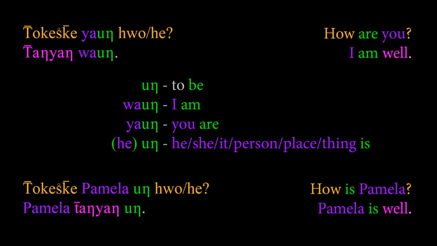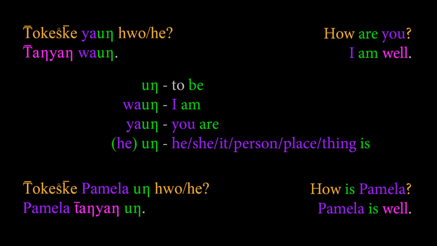Okay, so look at the dialogue on the screen. Dokesh keya un he. How are you? Dayan wa un. I am well. And we look at the words, look at the colors. I did this for a reason. You look towards the center of the screen and you will see that reason. I'm going to be talking about this verb un. You see it on the screen, U and a nasal N. It's an N that has a little tail on it.